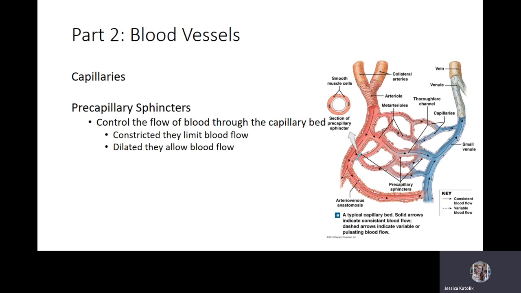So that is our video on capillaries, pretty short and sweet. Be able to compare and contrast the different types of capillaries.